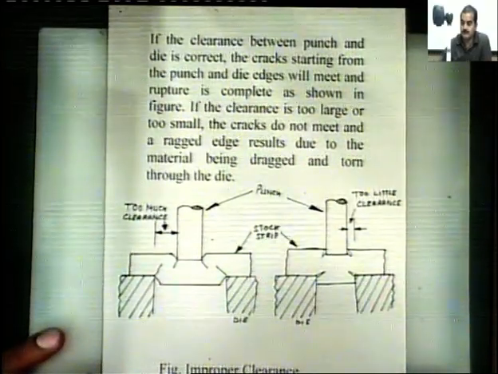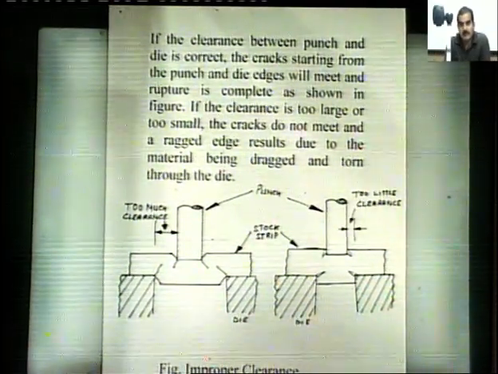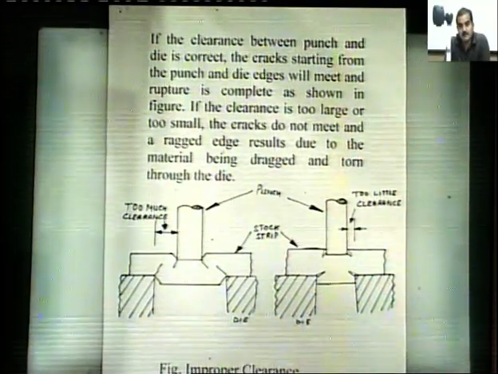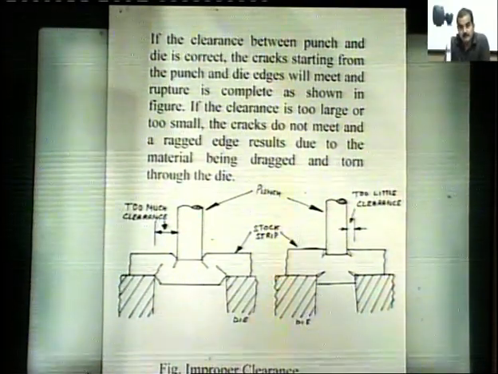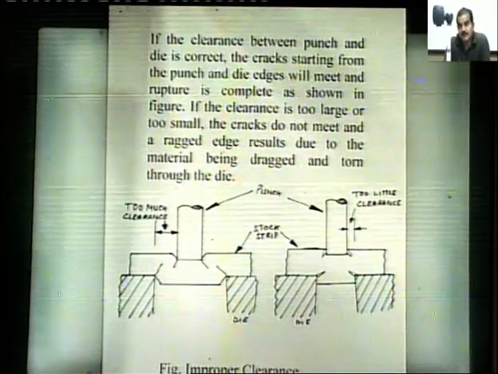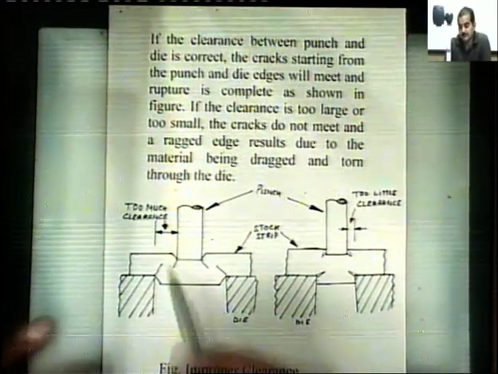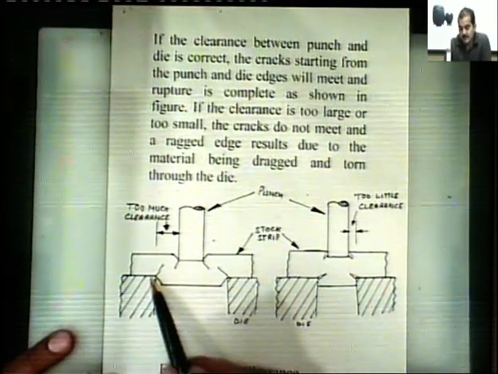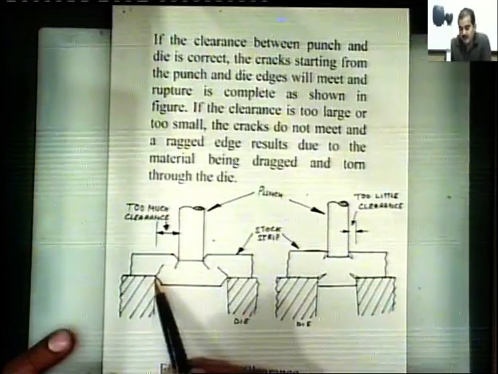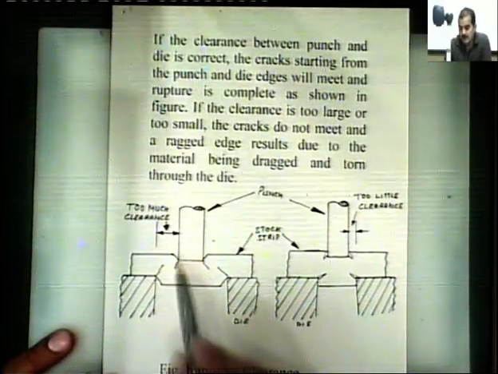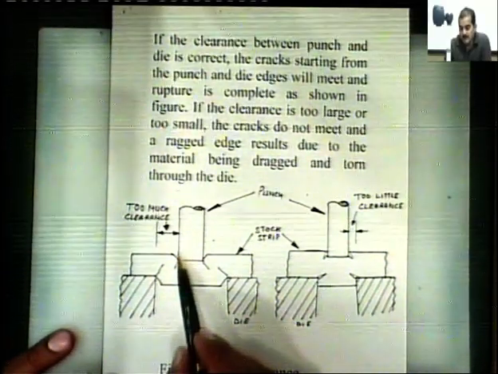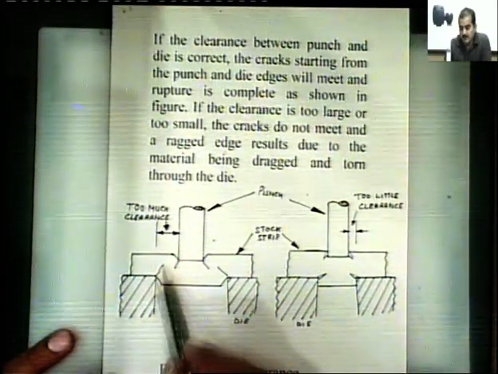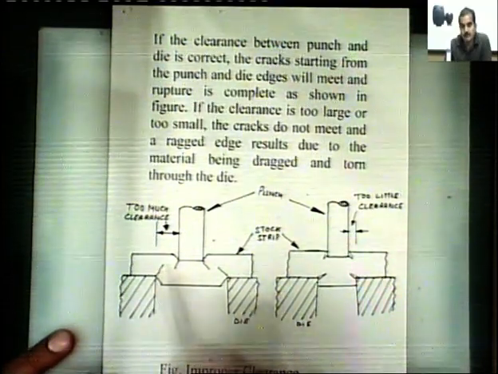If clearance between the punch and the die is correct, the cracks starting from the punch and the die edges will meet and the rupture is complete. Suppose clearance is too large, then the crack starting at the edge of the die may go like this, and the crack starting at the cutting edge of the punch may go like this. These two cracks do not meet.